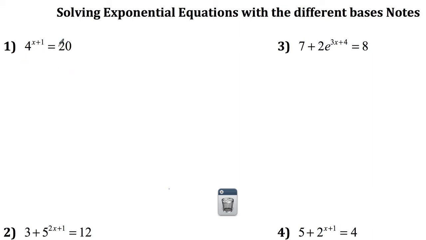Well, today we're going to be looking at how to solve exponential equations. Exponential equations just mean any equation where the variable is in the exponent. So we'll be looking at that. Now, that is a little bit of a review.